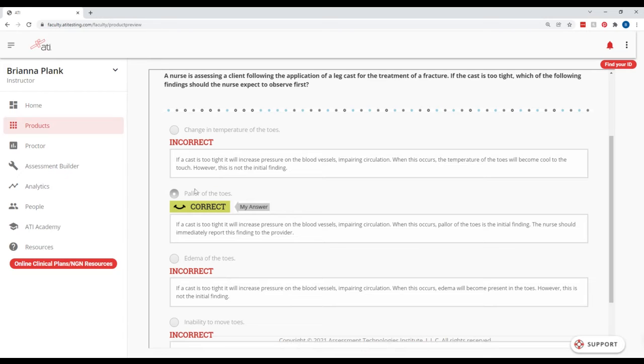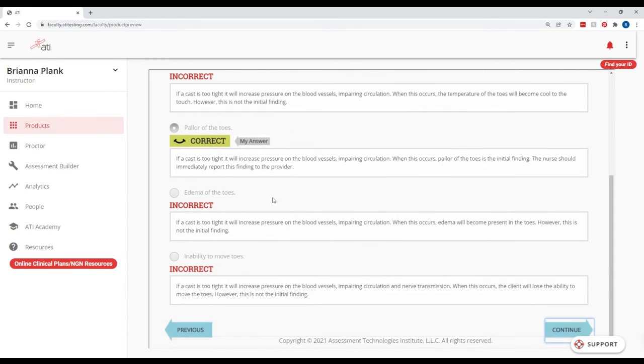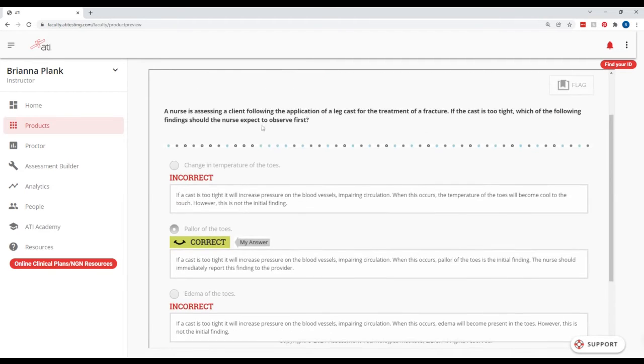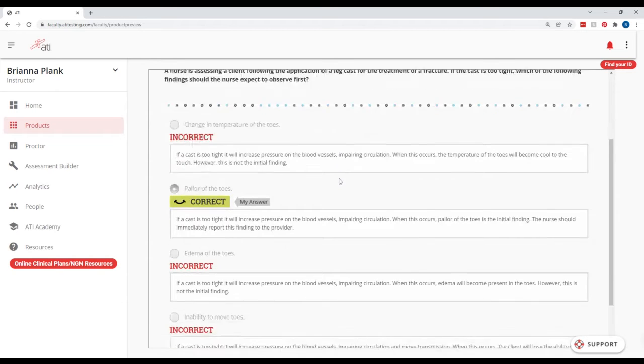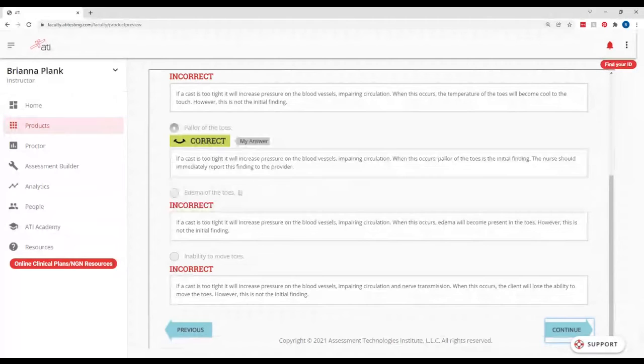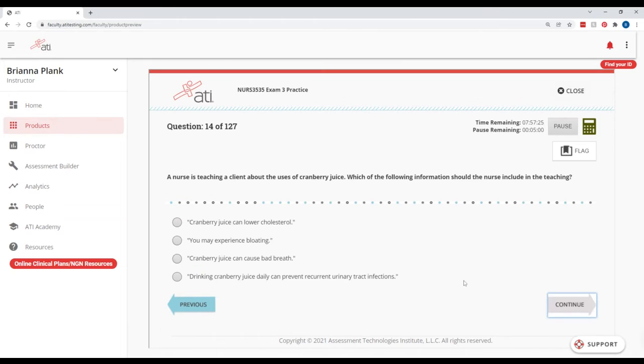After a while, with less blood flow, we're going to see the temperature decrease. This edema will be eventual as well, because remember that we might see all of these. It's asking us which one's first. So as the compression continues, we see edema of the toes. And then as it progresses more, they're not going to be able to move their toes. So pallor is our first sign.